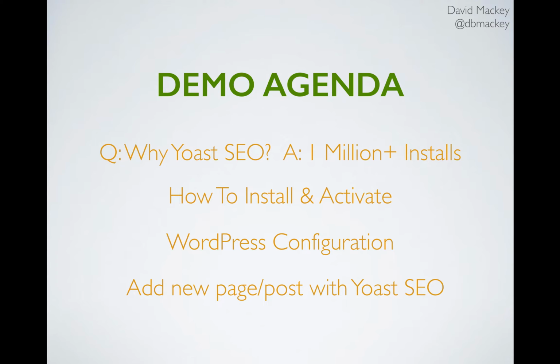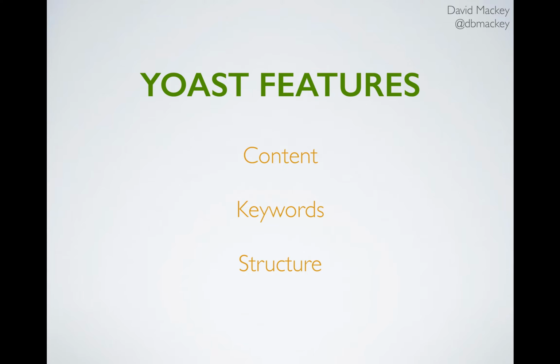And as part of the demo, I want to talk about how you install the Yoast SEO plugin and activate it. And then there are some basic WordPress configuration items that you need to change right out of the box with an out of the box WordPress install. And then last but not least, we're going to add a new page or a post with the Yoast SEO features.